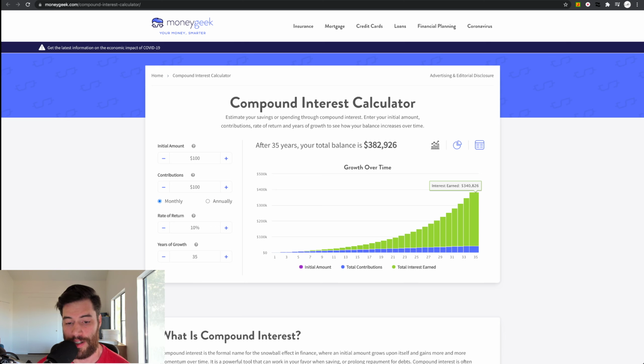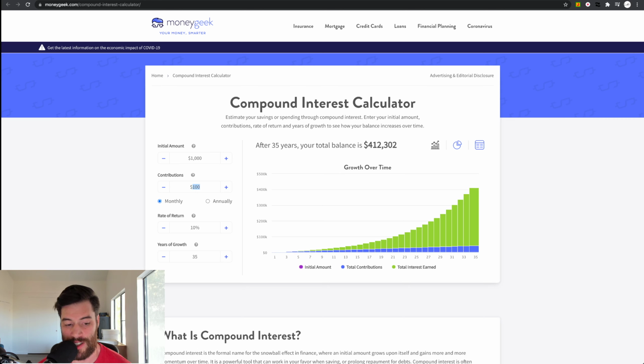You will have gotten $382,000. $340,000 of that is going to be interest that you've earned, and then another $42,000 will be what you actually put in. So your $42,000 over 35 years of just $100 a month will be $382,000. Think about that. That's almost 10x your money over time. And that's what you need. You need time.